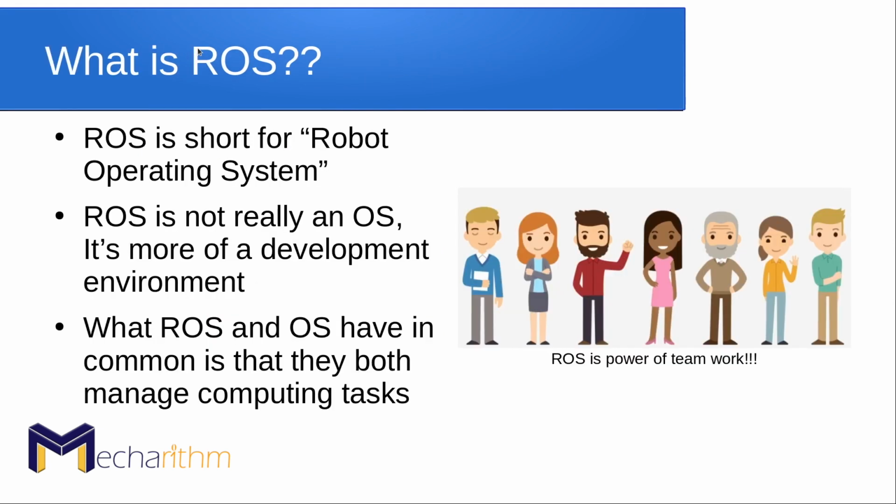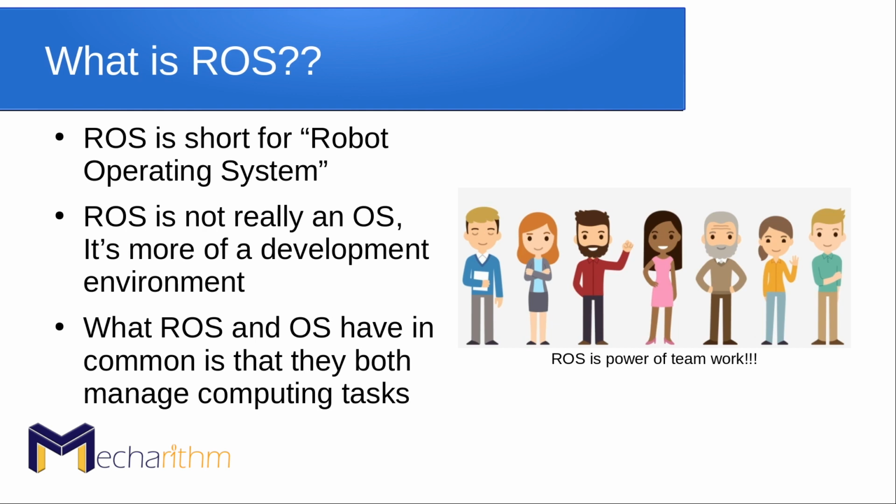Let's first begin with what is ROS? ROS is short for Robot Operating System. The terminology operating system is not quite suitable for ROS because ROS is not really an operating system. Well, it is a development environment, but why is ROS called a robot operating system if it's not an operating system? In fact, ROS is not an operating system that you can install in your computer and let it manage all your computing tasks. It is just like a specialized operating system that is used for robotic application development.